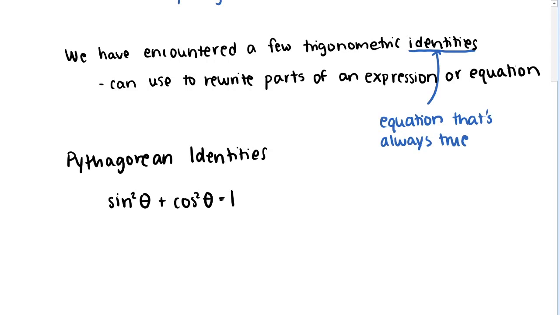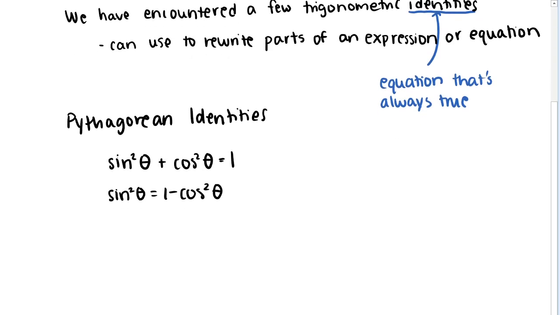We could also take this equation that's always true and rearrange the terms to get another equation that's always true. If we subtract cosine squared from both sides, we get sine squared of theta is equal to 1 minus cosine squared of theta. Whenever we see a sine squared of theta, we can replace it with 1 minus cosine squared of theta, or vice versa. And from our original equation, subtracting sine squared from both sides gives cosine squared of theta is equal to 1 minus sine squared of theta. So these are all different versions of the Pythagorean identity, sine squared of theta plus cosine squared of theta is equal to 1. But there's actually more.